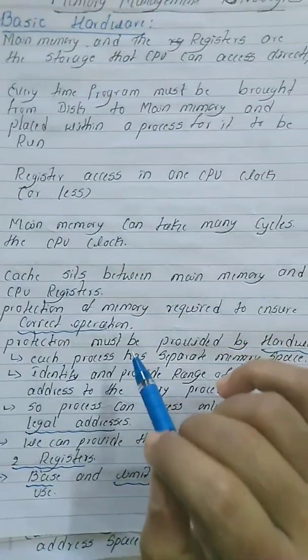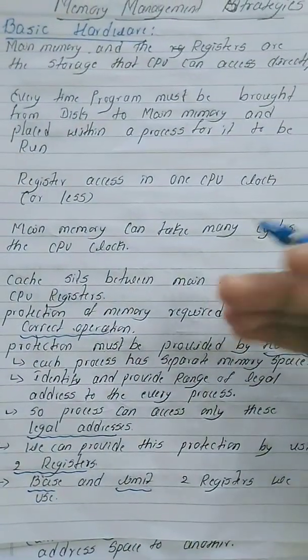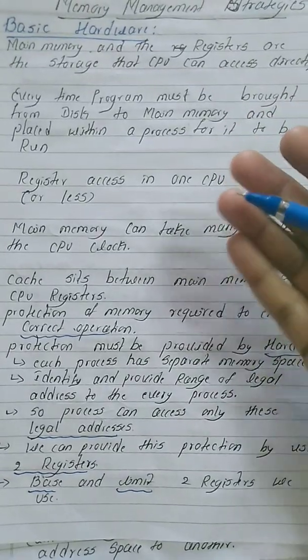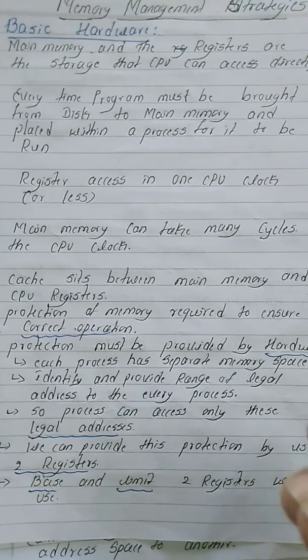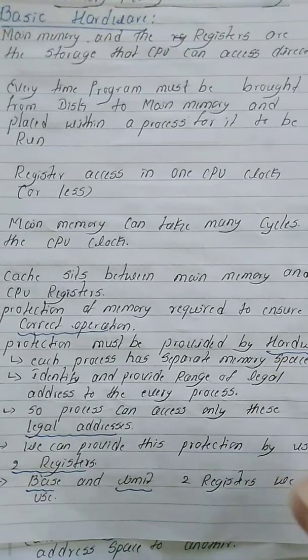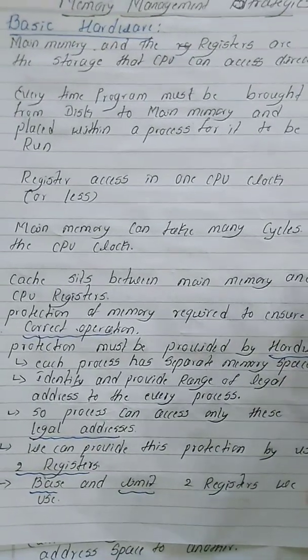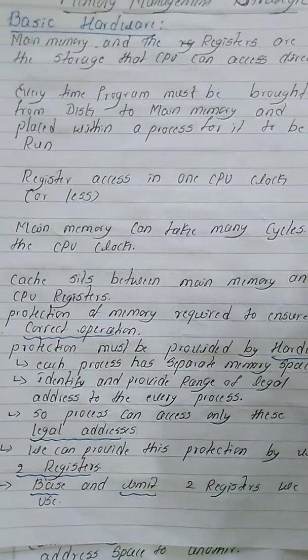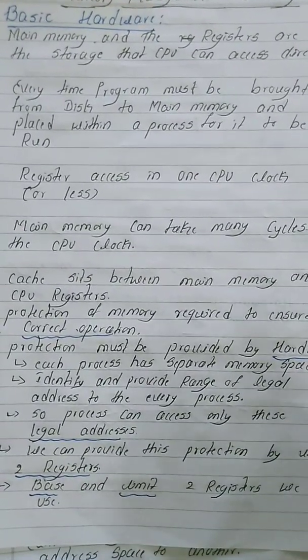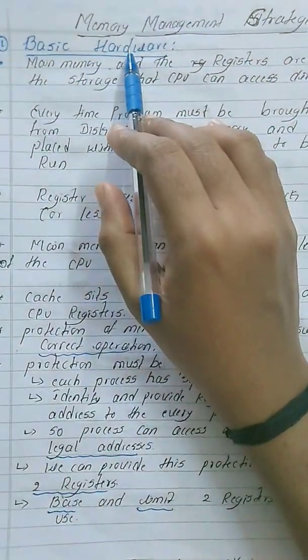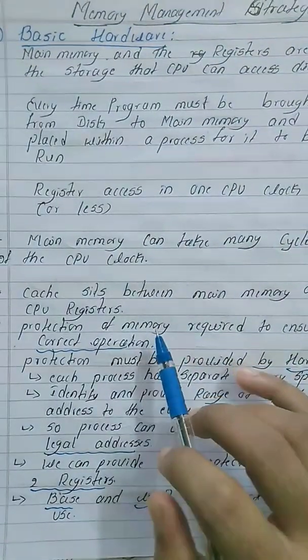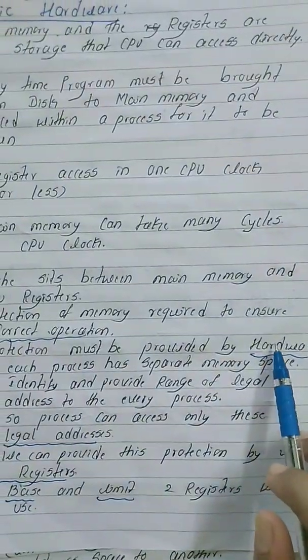We need to perform correct operations for execution using the main memory, and main memory protection is very important here. We need to protect the main memory and perform correct operations on it. To do that we use the basic hardware, which means protection of memory is done by using the basic hardware.